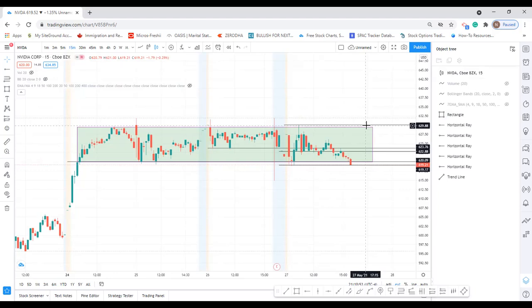Okay, so always remember: the bigger the time frame, the lesser the noise. The smaller the time frame, the bigger the noise.